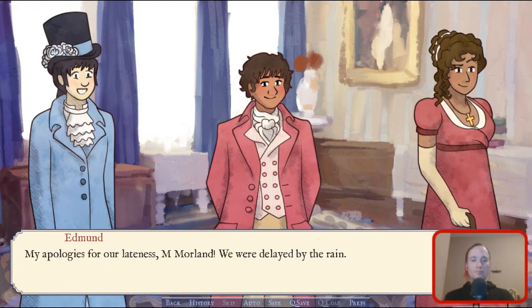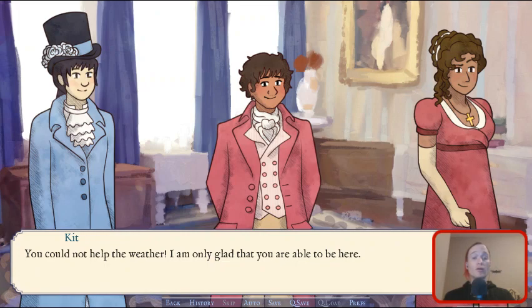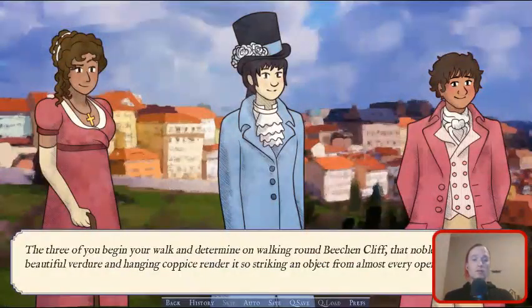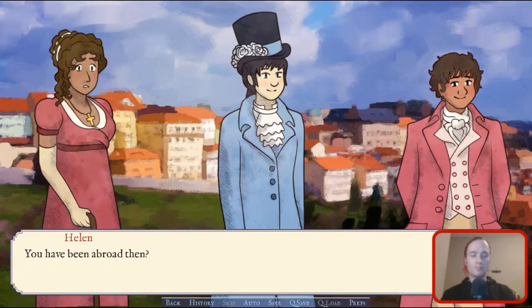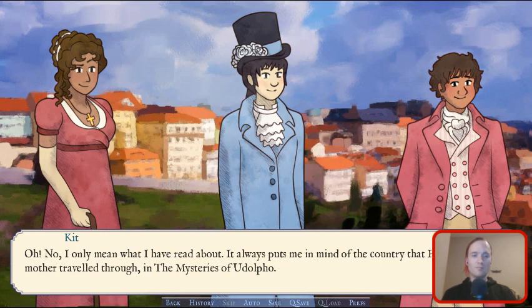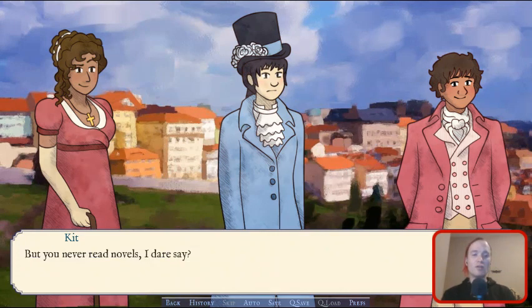My apologies for our lateness, Miss Morland. We were delayed by the rain. You could not help the weather. I am only glad that you were able to be here. The three of you begin your walk and determine on walking around Beechen Cliff, that noble hill whose beautiful verdure and hanging coppice render it so striking an object from almost every opening in Bath. I never look at this hill without thinking of the south of France. Have you been abroad then? Oh no, I only mean that I have read about the country that Emily and her father traveled through in The Mysteries of Udolpho. But you never read novels, I dare say.